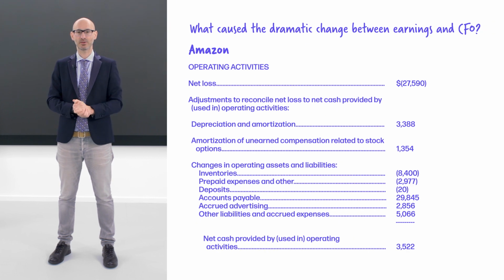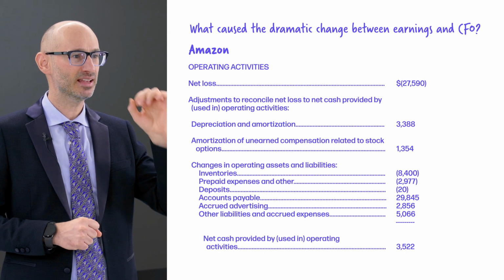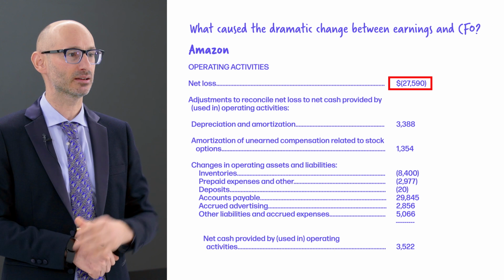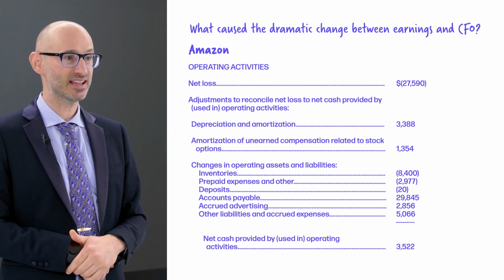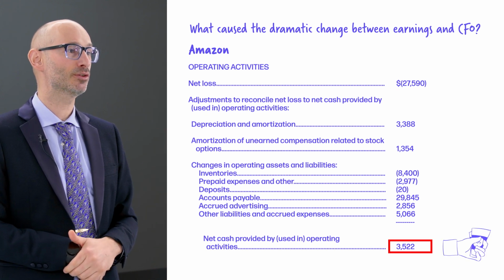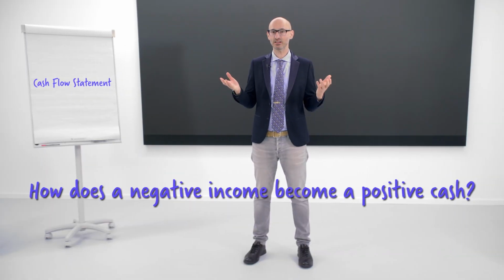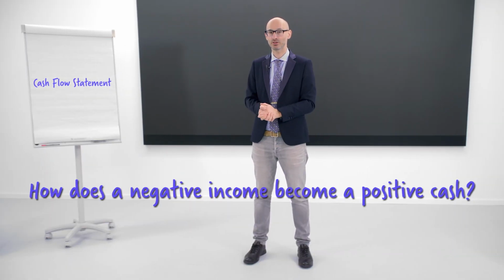Look at the numbers I have in front of you. Net income is a negative of 27.6 million. But the bottom number, the CFO, is a positive 3.52 million. So how does a negative income become positive cash? Pause and think.